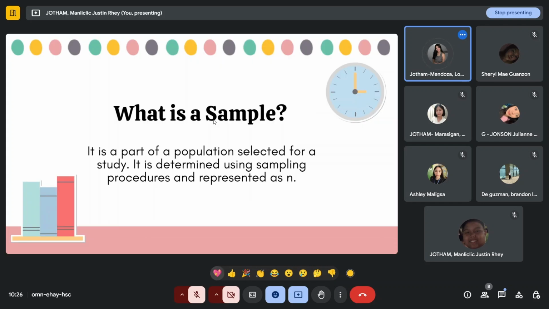First, what is sample? A sample is a part of population selected for study that will be determined using sampling procedures. So now, how do we determine the right sample size? If we choose too few participants, our study may not be reliable. And if we choose too many, we waste time and resources. So we must strike a balance.